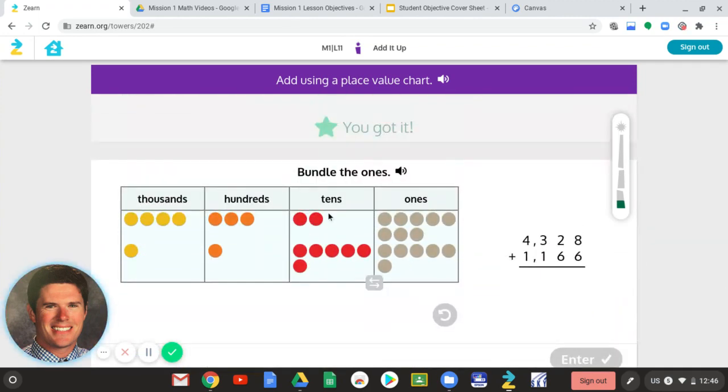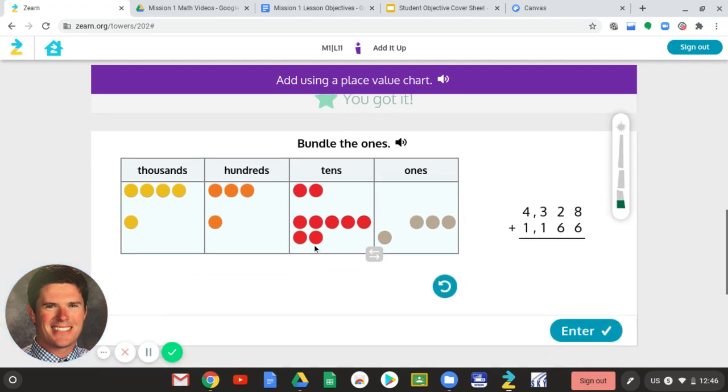Okay, and then it wants me to bundle the ones. When it wants me to bundle, it just wants me to take 10 of them. 1, 2, 3, 4, 5, 6, 7, 8, 9, 10. So we're taking 10 of those, and we are going to move them to the tens place. Boop. So you notice how those 10 ones bundle together to become 1 ten. Excellent.